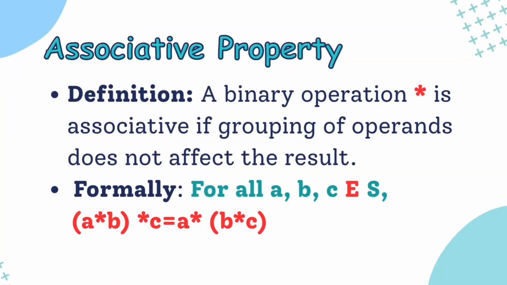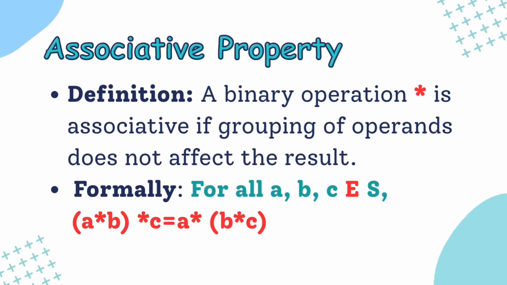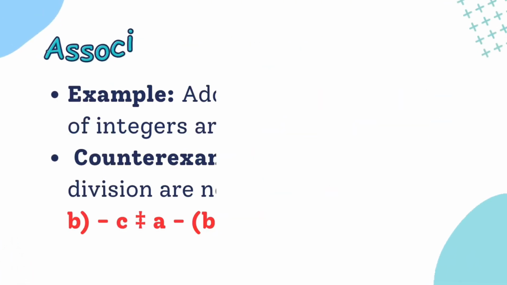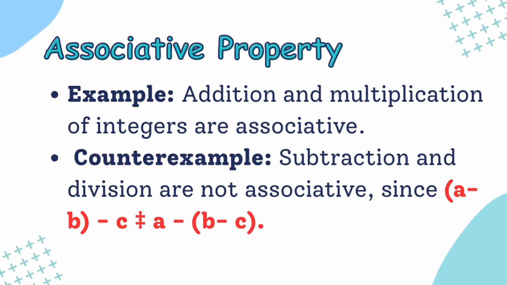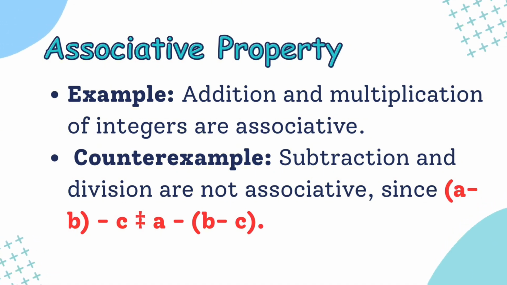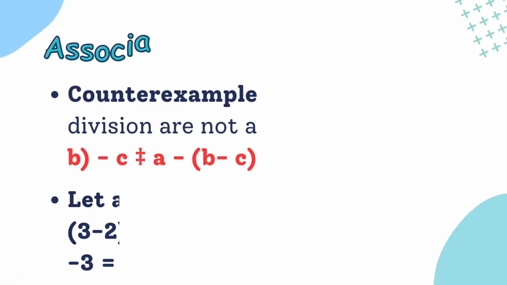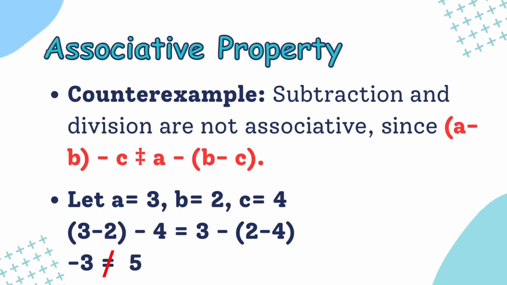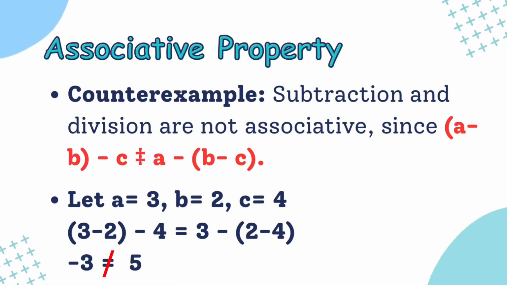Next, let's have the associative property. A binary operation star is associative if grouping of operands does not affect the result. For all elements A, B, and C in set S, the operation star of A and B and C is equal to the operation star of A and the operation star of B and C. Addition and multiplication of integers are also associative, but subtraction and division are not. Here's why. If we let A equals 3, B equals 2, and C equals 4, and substitute and solve it, then negative 3 is not equal to 5. That is why they are not considered associative.